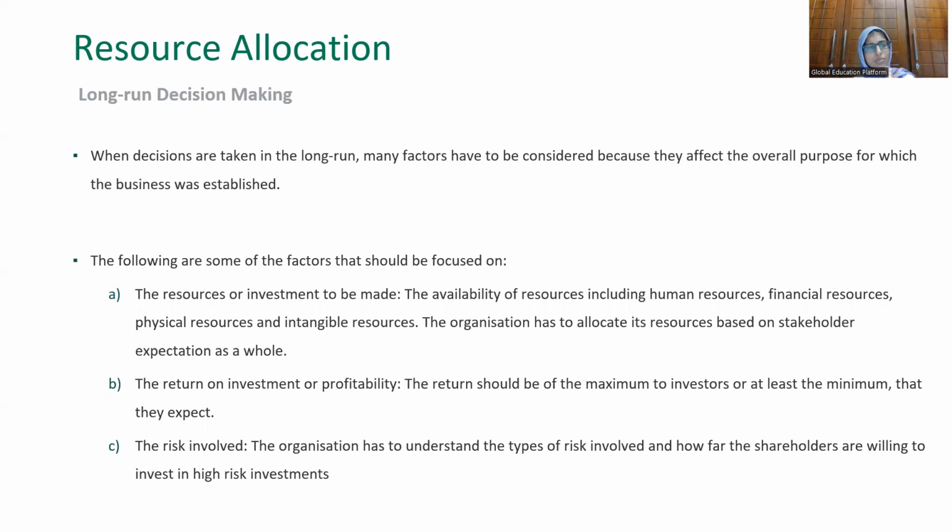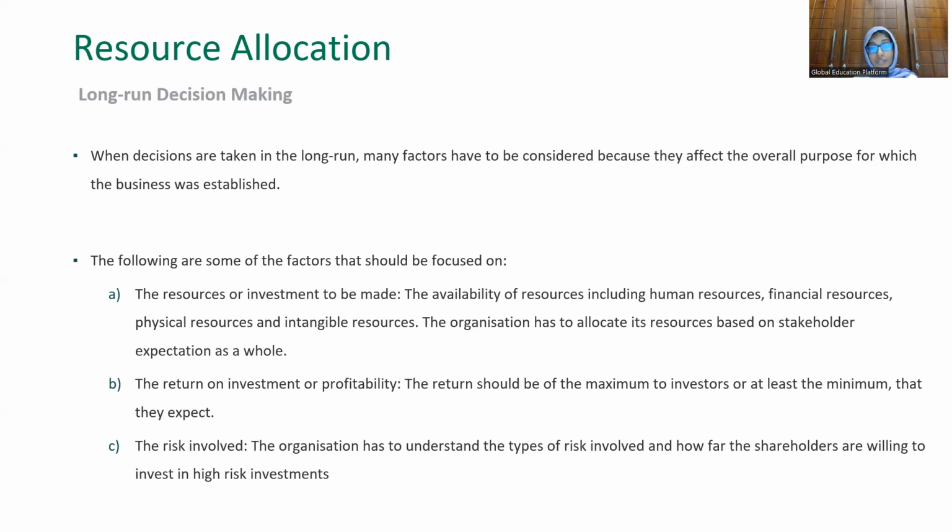One of the things that need to be focused on is the resources or investment to be made, like the availability of the resource, including the human resource, the financial resource, the physical resource, as well as the intangible resource. And then the organization has to allocate its resources based on stakeholder expectation as a whole. Another factor that we need to consider would be the return on investment or the profitability. When it comes to the return, we should consider the maximum of investors, or at least the minimum that they would expect.